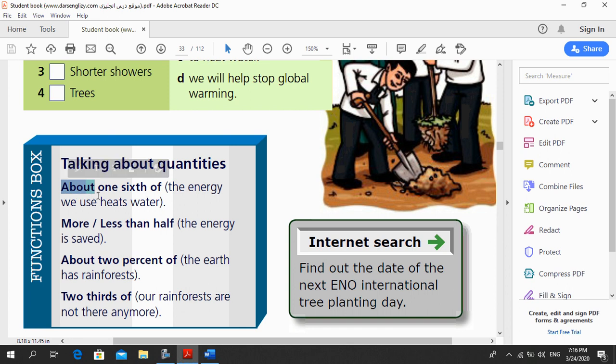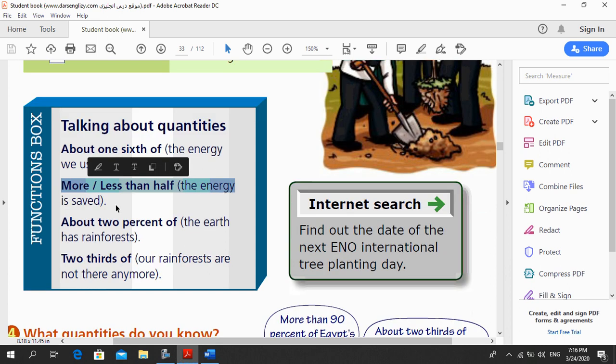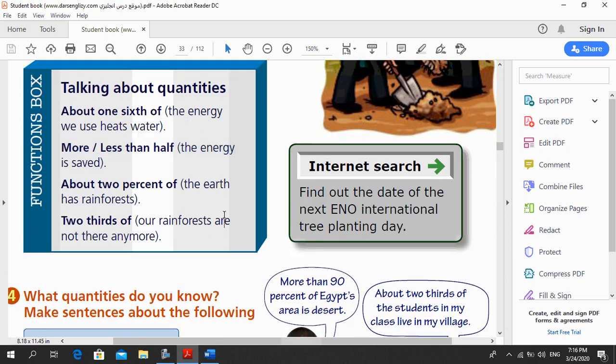About 1/6 of the energy we use heats water. More or less than half. More or less means also you're not sure on the exact amount. So maybe more, maybe less. So this is how you talk about quantities.